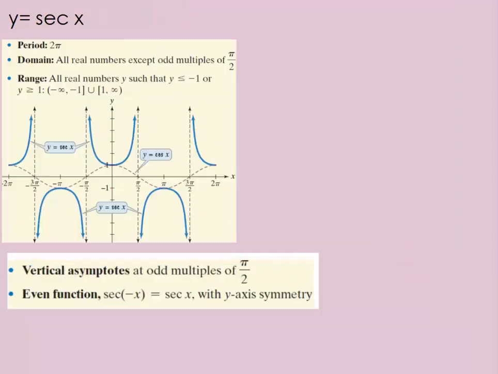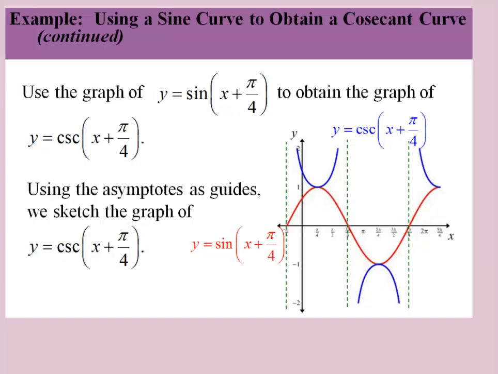The secant function is 1 over cosine of x. Notice again, you'll have asymptotes wherever the cosine function equals 0, so at the x-intercepts. There'll be asymptotes.